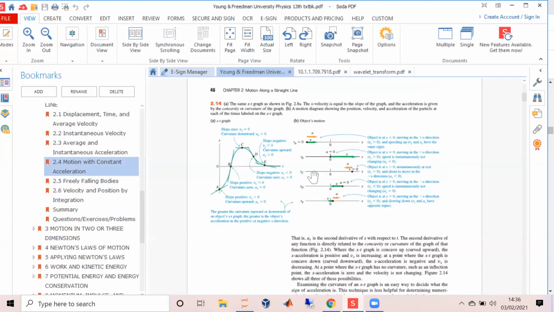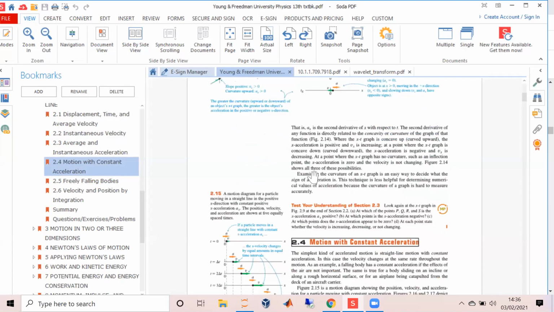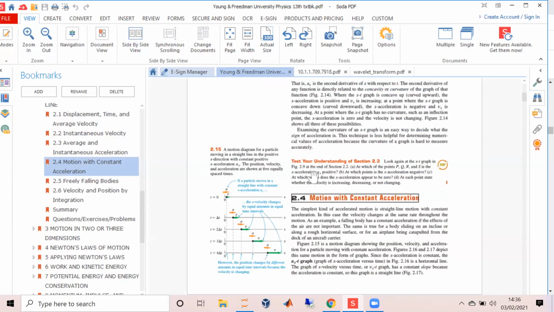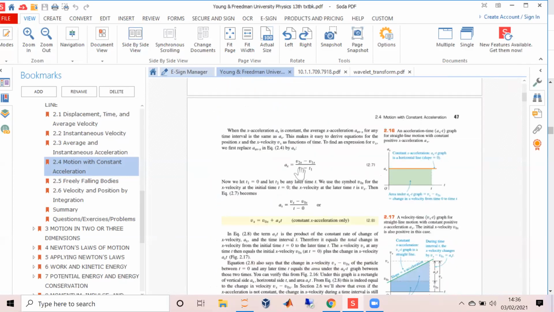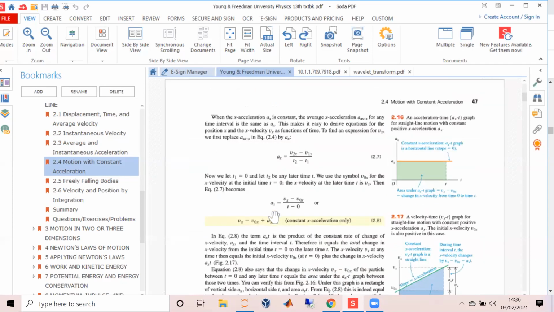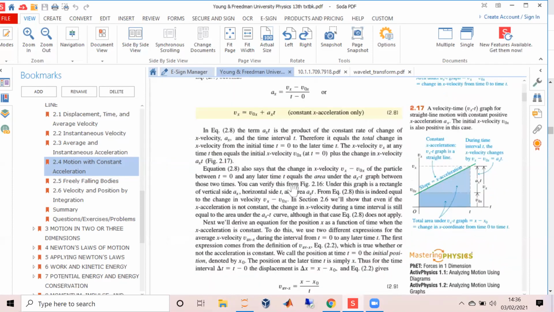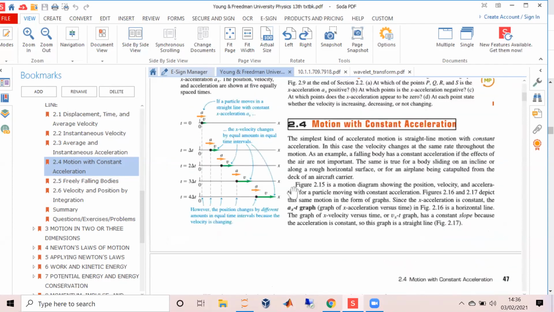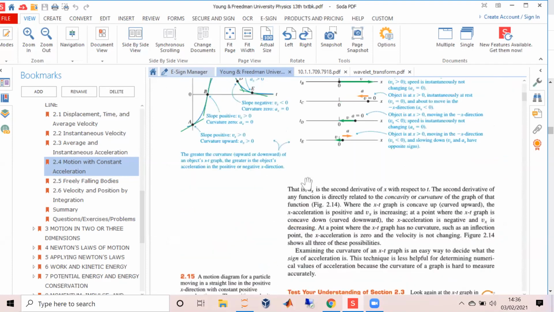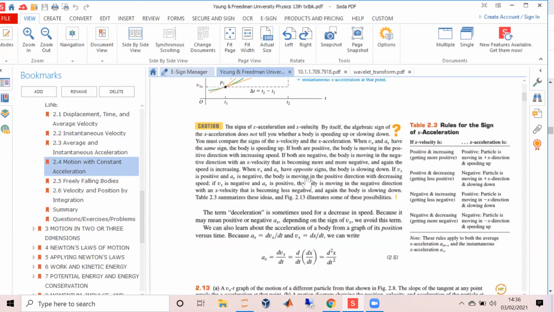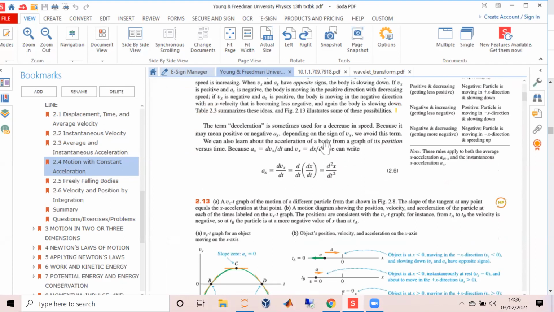I'll continue with acceleration, okay? So as we said, the acceleration is the change of velocity with respect to the time, okay? But what happens if we go to instantaneous acceleration? Let me see what happens if we go to instantaneous acceleration. Well, as we can see here, the acceleration is the second derivative of position with respect to time.